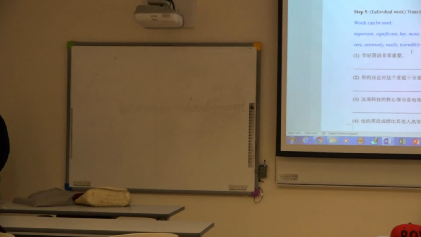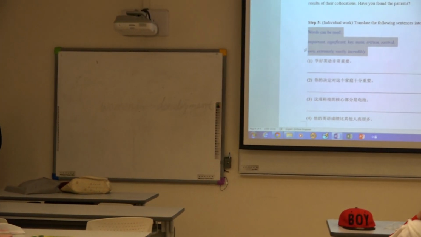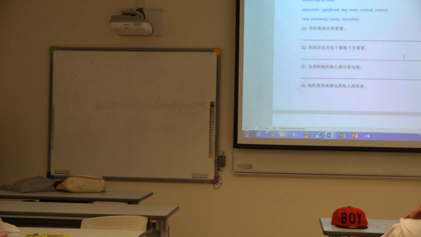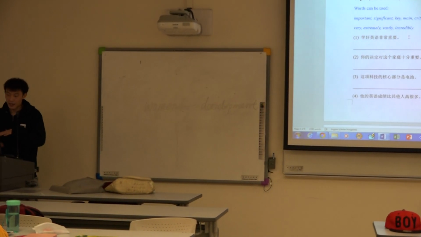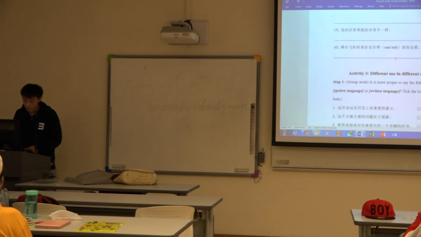The next one is to translate the following sentences into English, and I will list the words that can be used. So this is actually an exercise to help them realize that there are many words beyond important and very. For example, 学好英语非常重要. We can say it is very critical to learn English, instead of using important, and so on.